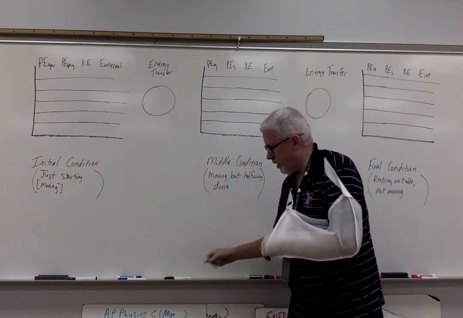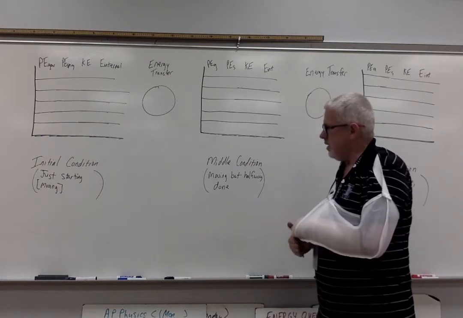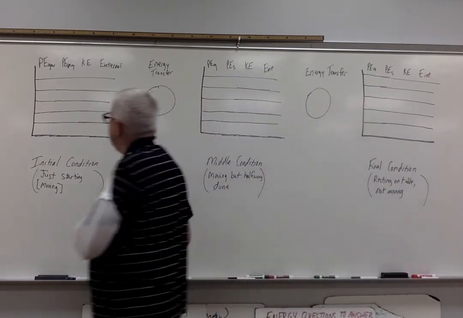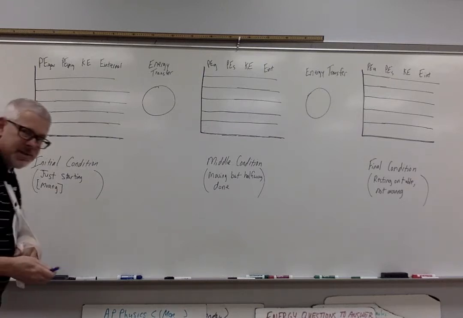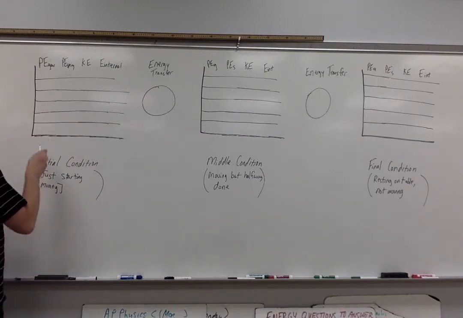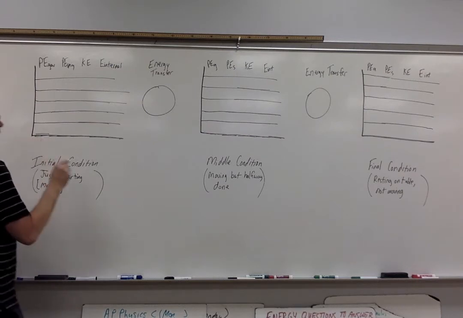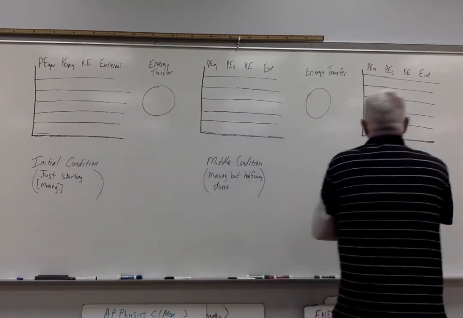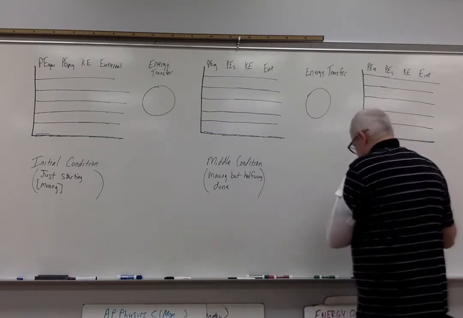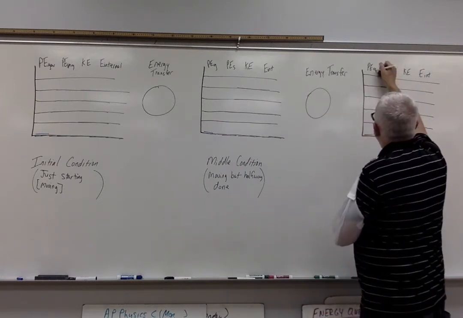So in this particular case, this board is dirty. What do we have at the beginning? Well, the beginning here, and actually throughout this whole experience, we're going to have zero gravitational potential energy because this thing is staying on the table. So that kind of makes my life easy for that. That should say G, by the way.